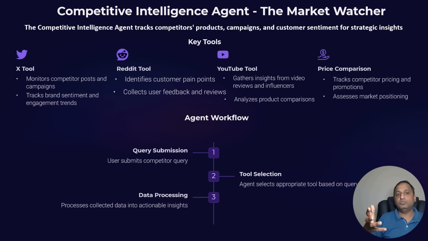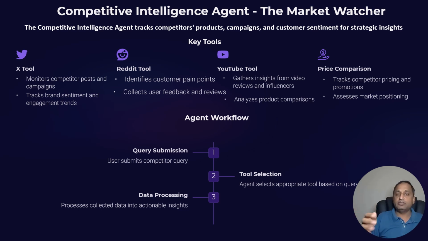One is an X tool, which will get all the tweets and sentiments about the competitors' products from X, and a Reddit tool, which will check some of the forums in Reddit for any reviews of the competitors' products, and also a YouTube tool, which will fetch all the data from YouTube, the videos and some other comments, and also a price comparison tool, for which I have some internal JSON where we have the Fitbit and Apple Watch prices, and then we try to see how our prices compare against the competitors.